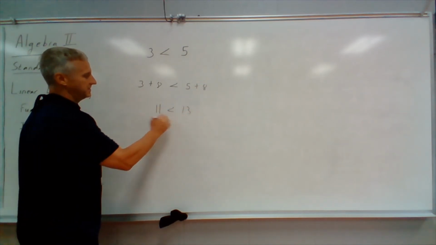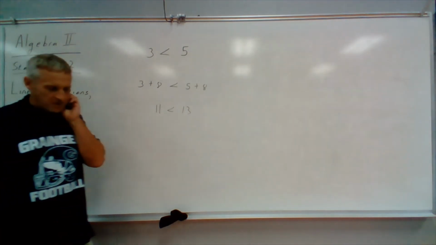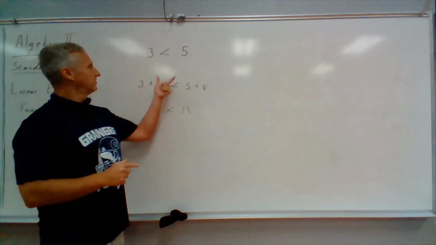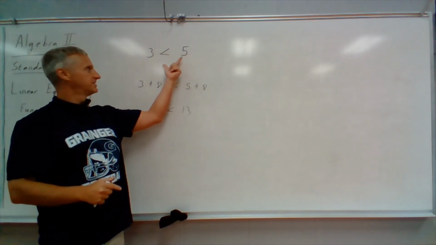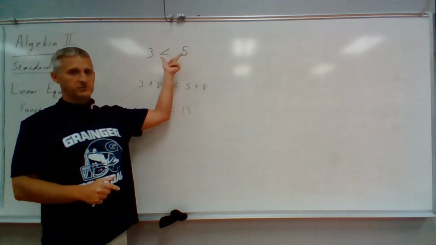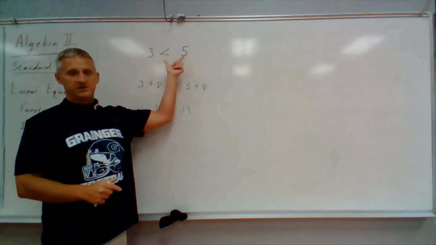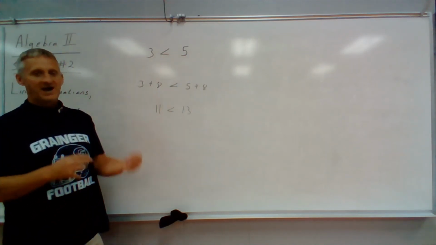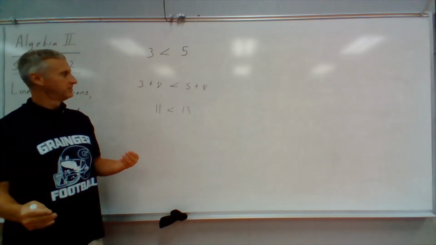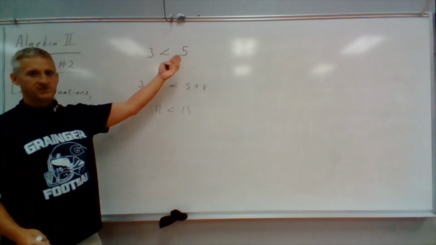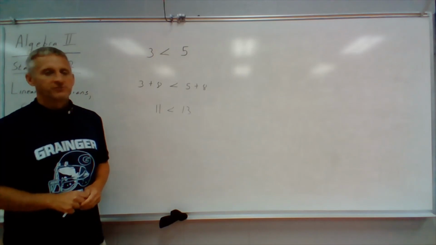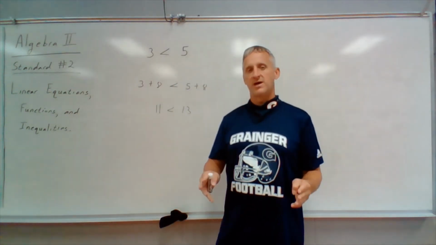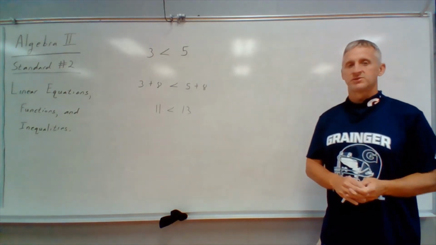So if you think about it, you can see that if I add anything to both sides of a true inequality, a true statement, it'll still be true. And if one number is less than another, and then I add the same thing to both of those numbers, the one on the left will still be less than the one on the right. So if you have an inequality, you're always allowed to add some number to both sides, and it'll still be a true statement. What about subtracting a number from both sides?